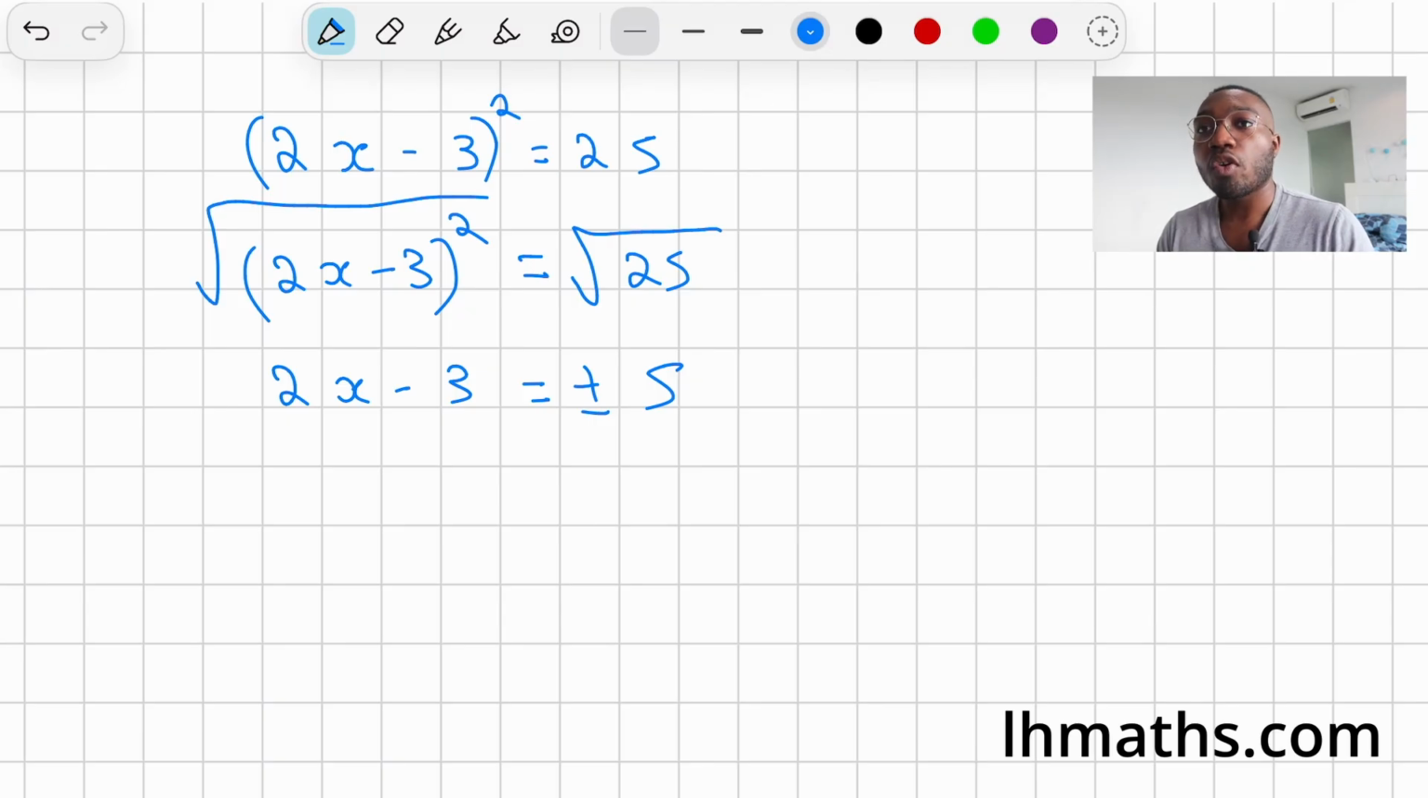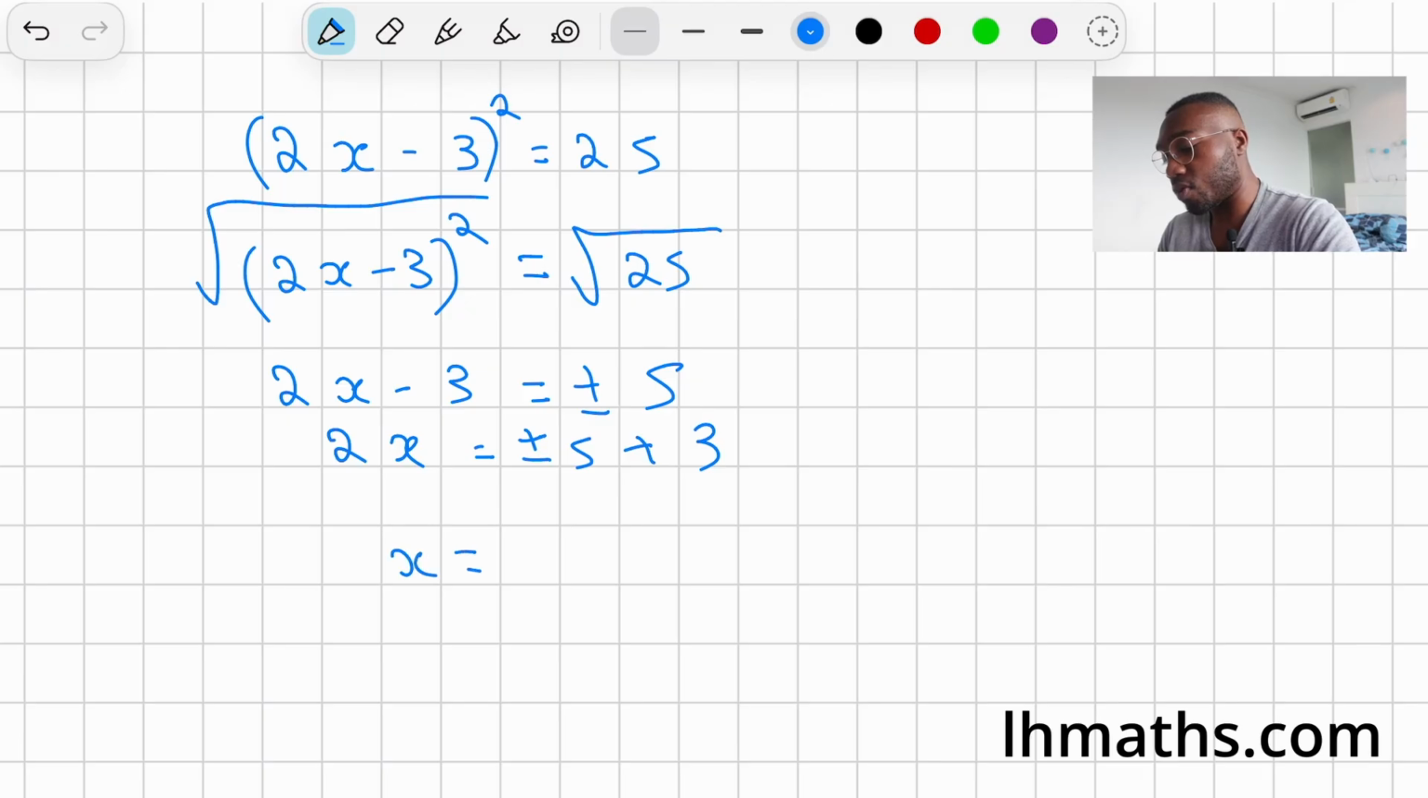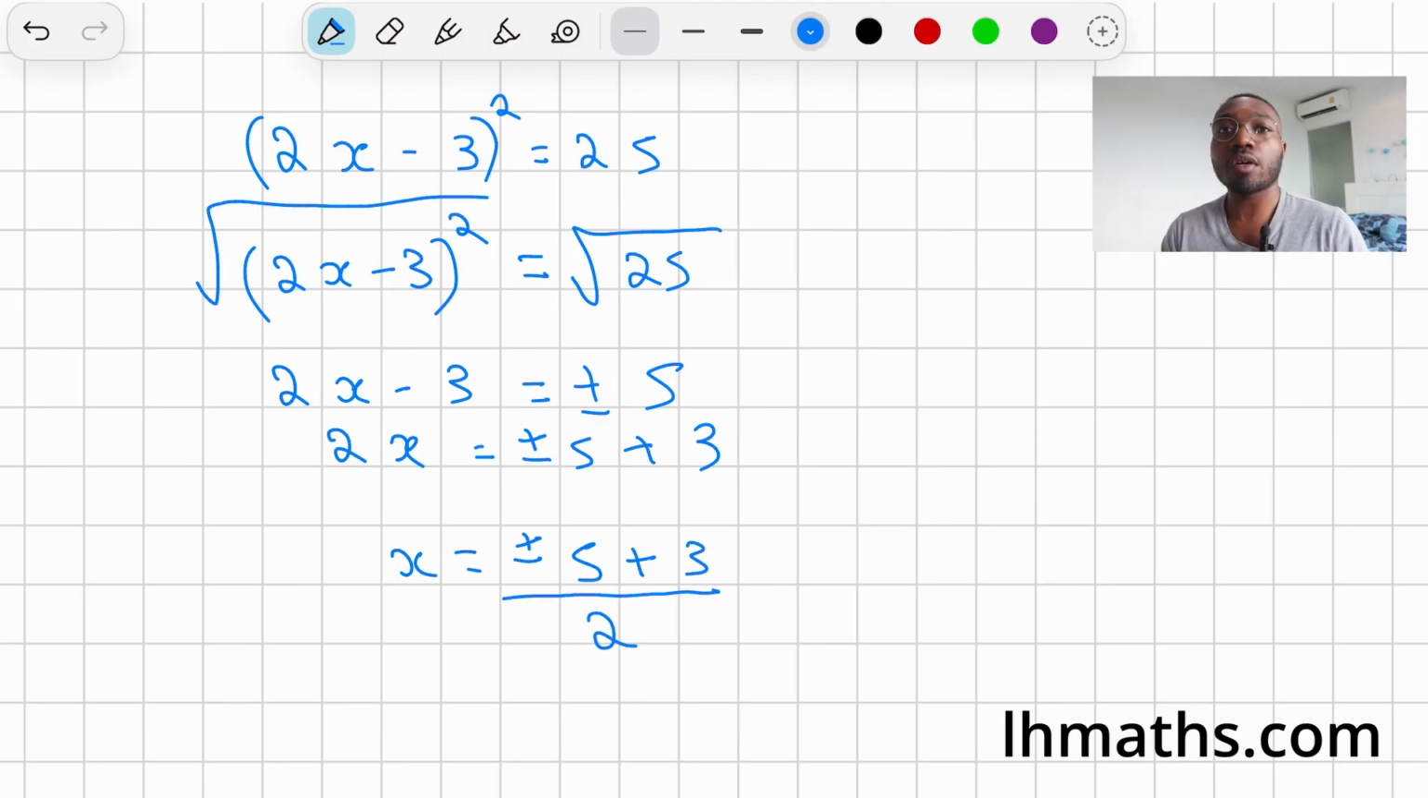And then from there, we can just use algebra to work out our x's. So let's bring the 3 to the other side. So we get plus or minus 5 plus 3, and then that will leave us with x is equal to plus or minus 5 plus 3 over 2. Okay, so now we're at this stage. Now we can work out our two solutions.